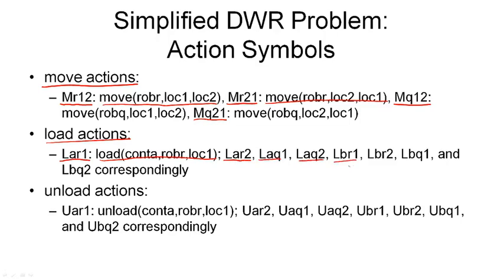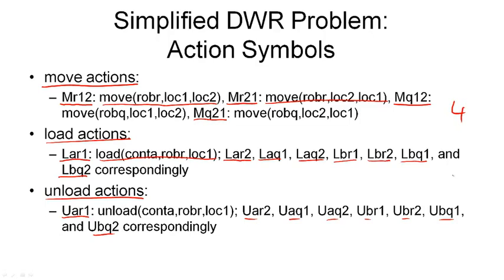We have symbols for loading container A onto the different robots at the different locations, and symbols for loading container B onto the different robots at the different locations. And finally, we have the unload actions. The unload actions start with the capital letter U, like UAR1 here, which means we're unloading container A from robot R at location 1. And of course, the other unload actions all follow the same pattern. We have the letter U followed by the container we're unloading, the robot from which we're unloading it, and the number indicates which location this is happening at.